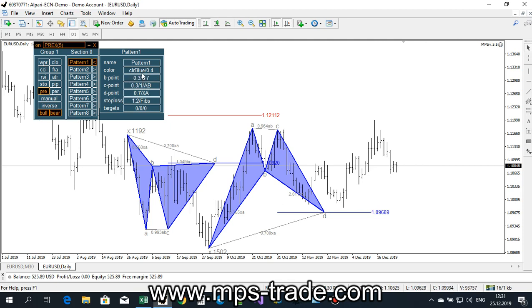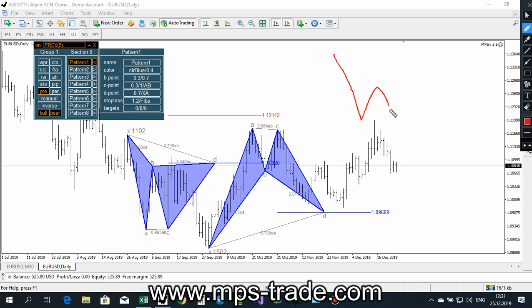So I suppose the B point be minimum 0.3 to 0.7 and the C point be minimum 0.3, maximal 0.1. The entry is 0.7 and the stop loss 0.2. So why is it so? Just it is a common sense. So we have a pattern.